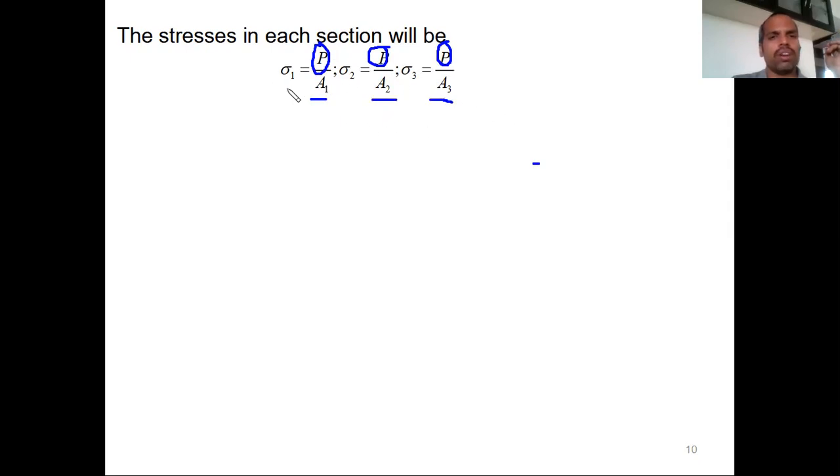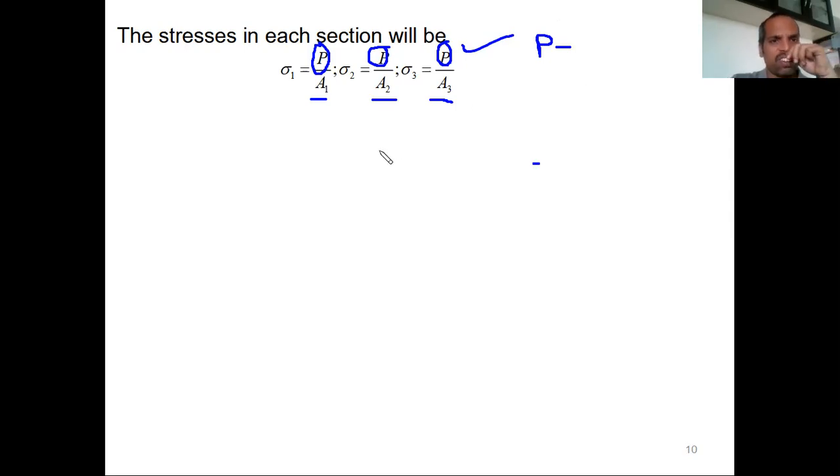In section 1, the stress developed is sigma 1, equal to P by A1, sigma 2 is equal to P by A2, and sigma 3 is equal to P by A3. So be careful and observe that the loads are the same. For all the members, it is the same amount of load.